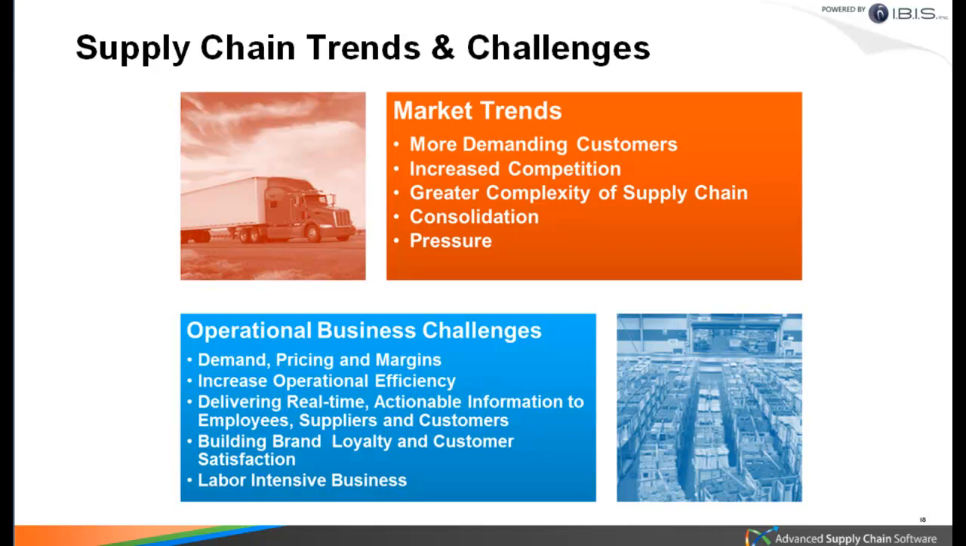Building brand loyalty and customer satisfaction. And of course, it is still a labor-intensive business. When you're dealing with a lot of manufacturing or a lot of distribution, there's still a lot of labor that's required there. So it's very important to look at those operational business challenges.